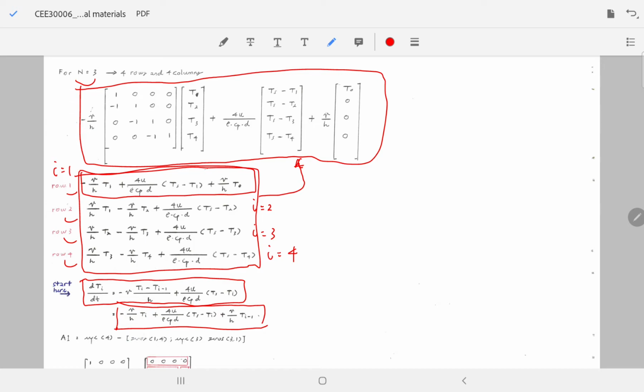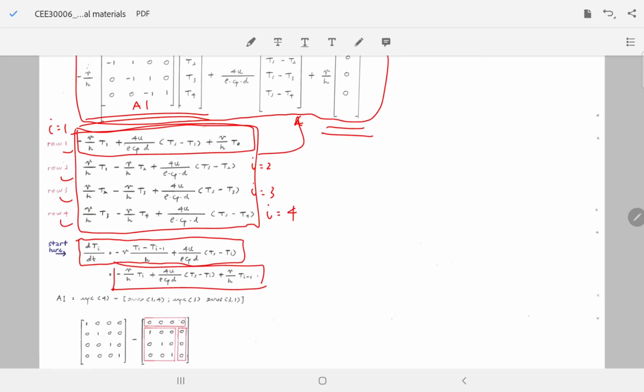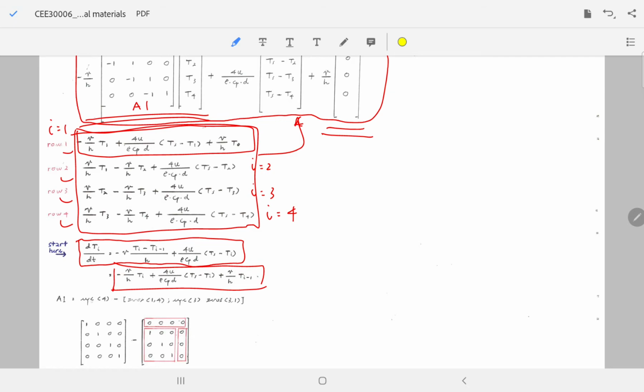Okay, so you will have 3 terms. The first term in here, the second term in here, and then the third term in here. Okay, in creating this matrix in here, it's called A1. You can use a particular formula in MATLAB, which is this one.